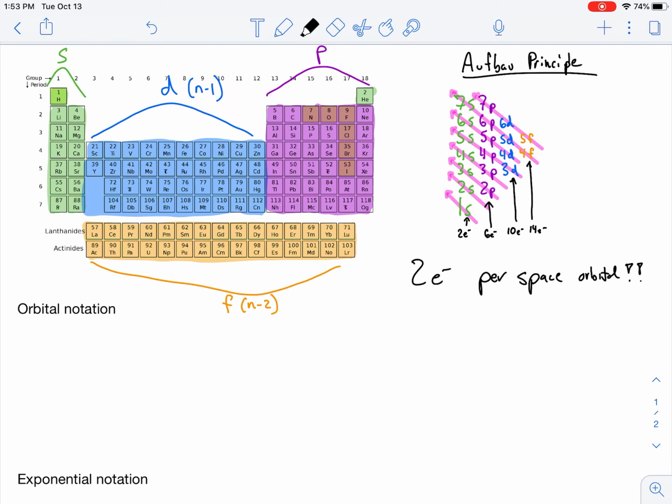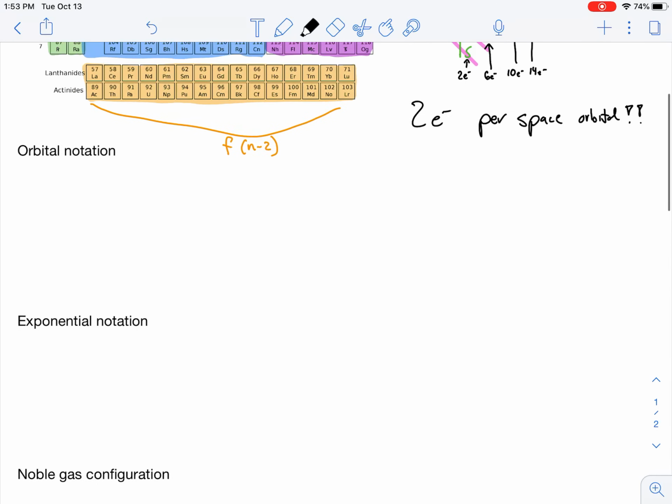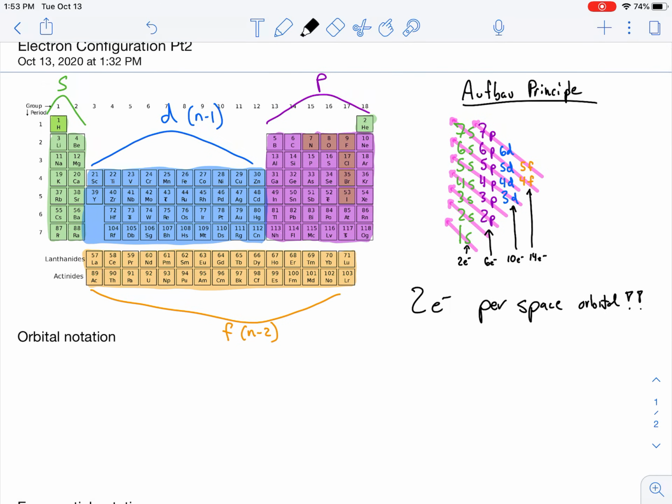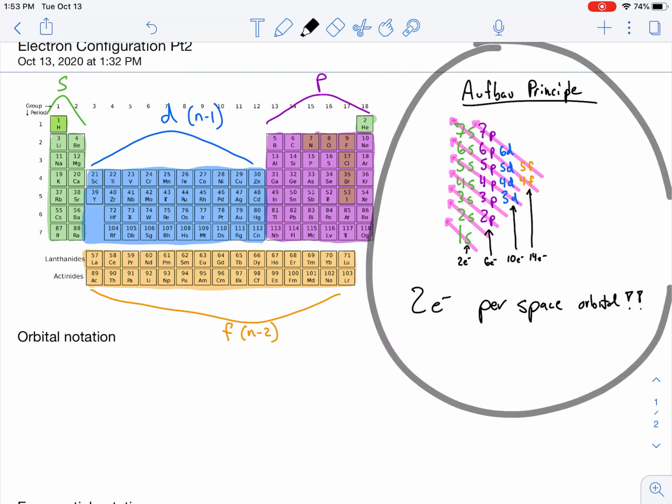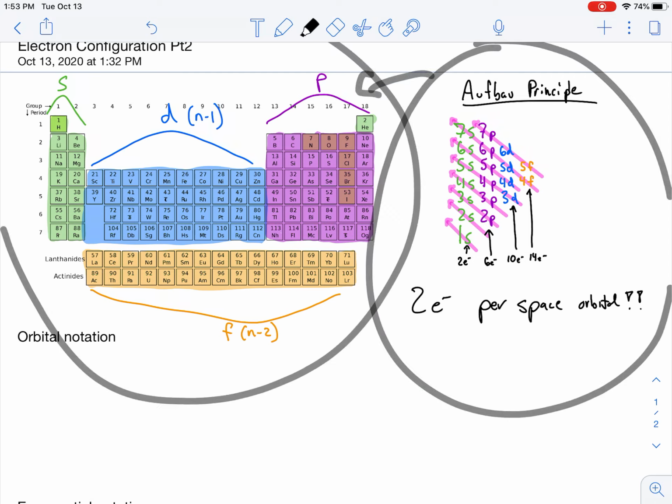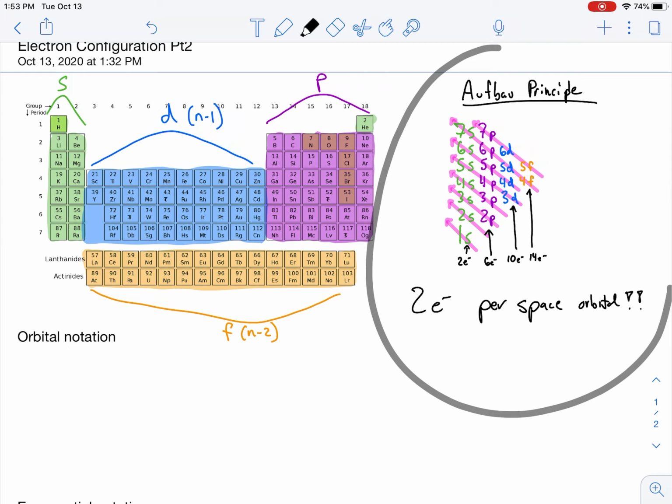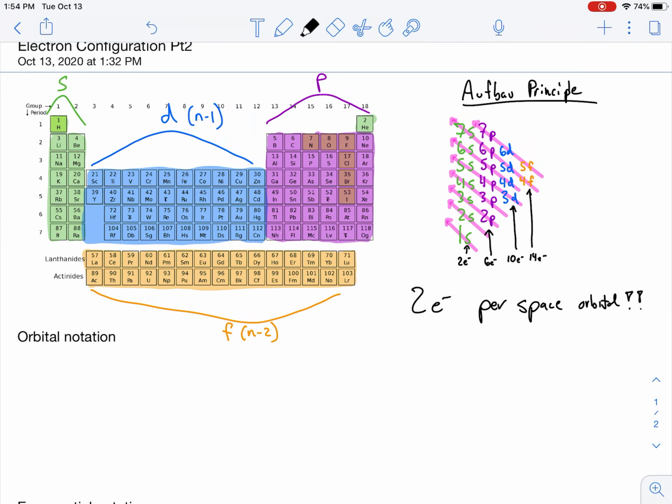Before we get into those three different types, which are called orbital notation, exponential notation, and noble gas configuration, I need to show you how the Aufbau principle actually matches the periodic table. Now, we kind of get that electrons occupy the lowest energy level that can accept them and then work their way up to higher energy levels. And that's the Aufbau principle.